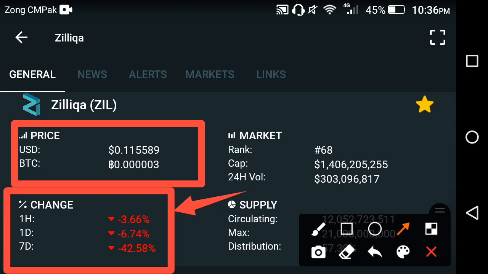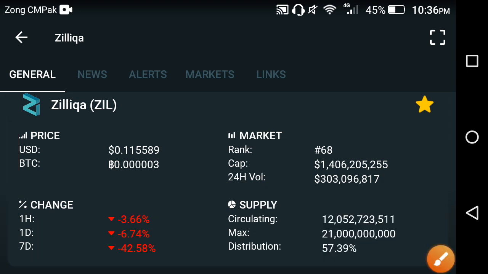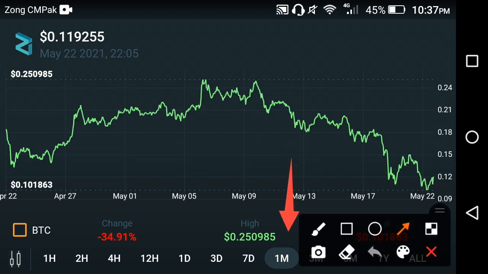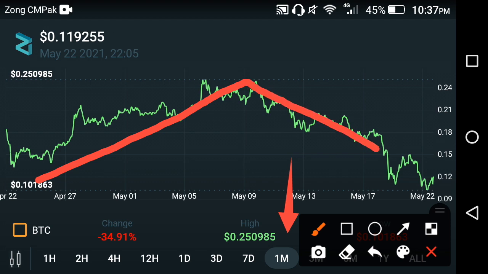Friends, what's the reason behind it? Why is the price of Zilliqa going down hour by hour, day by day? Let me show you, friends, and let's see the price chart of Zilliqa. As you can see here, that is the last 1 month price chart of Zilliqa. If you look at the starting time of the month, they took a jump, but unfortunately in the middle of the month they fell down again.